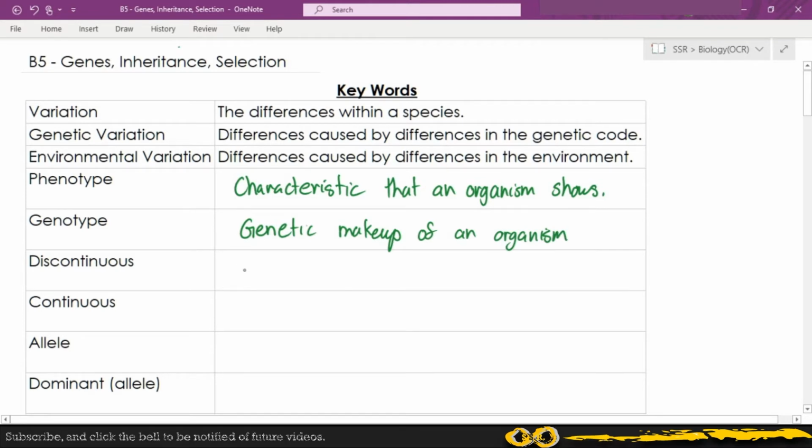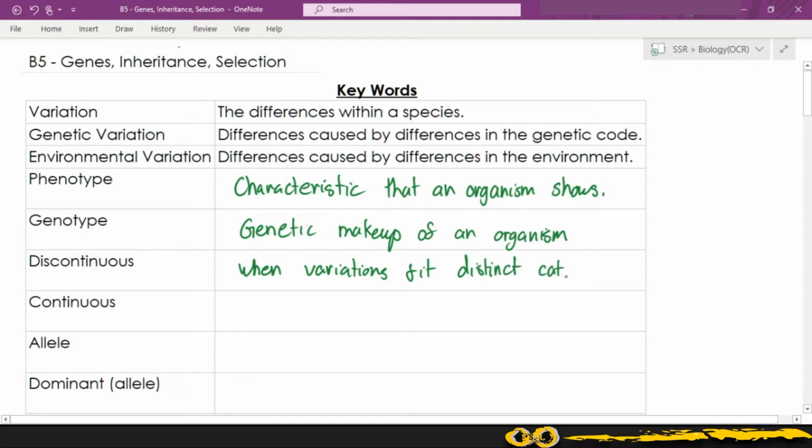In terms of variation, we have two different types. We have discontinuous variation, which is when the variations fit into distinct categories, such as eye color or hair color. But we also have continuous variation, and this is when variations are able to be any different value.